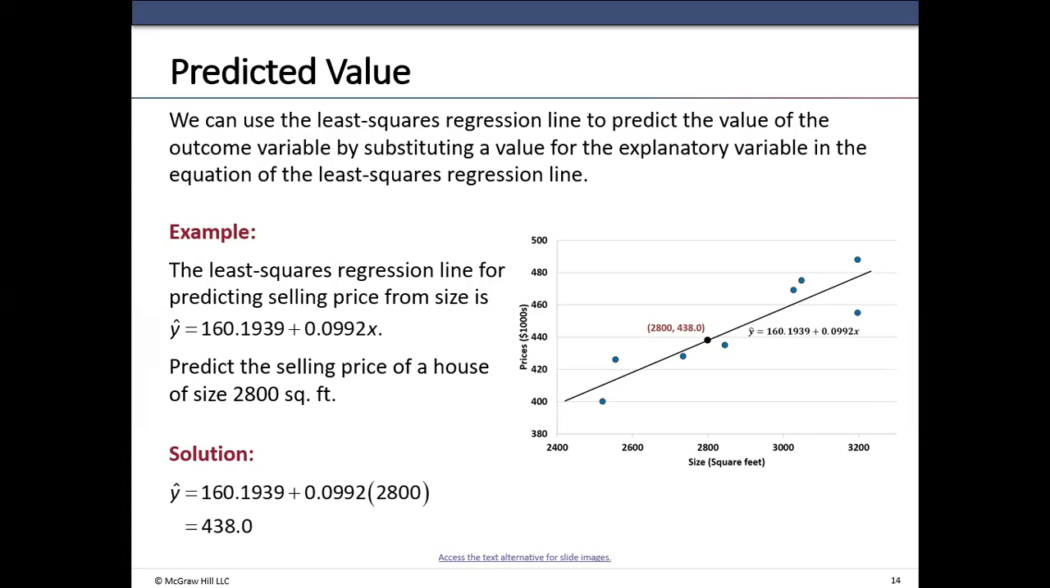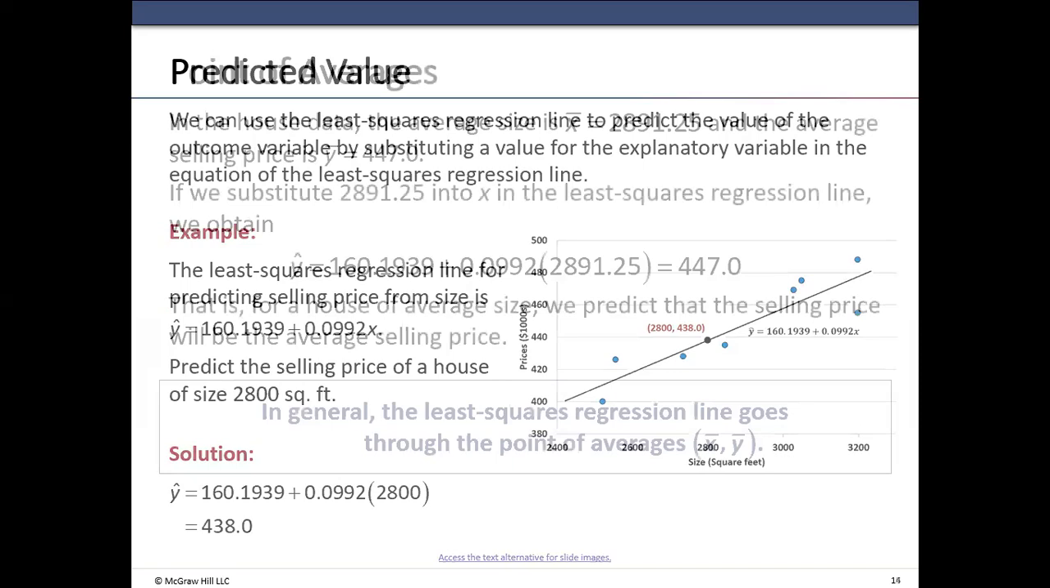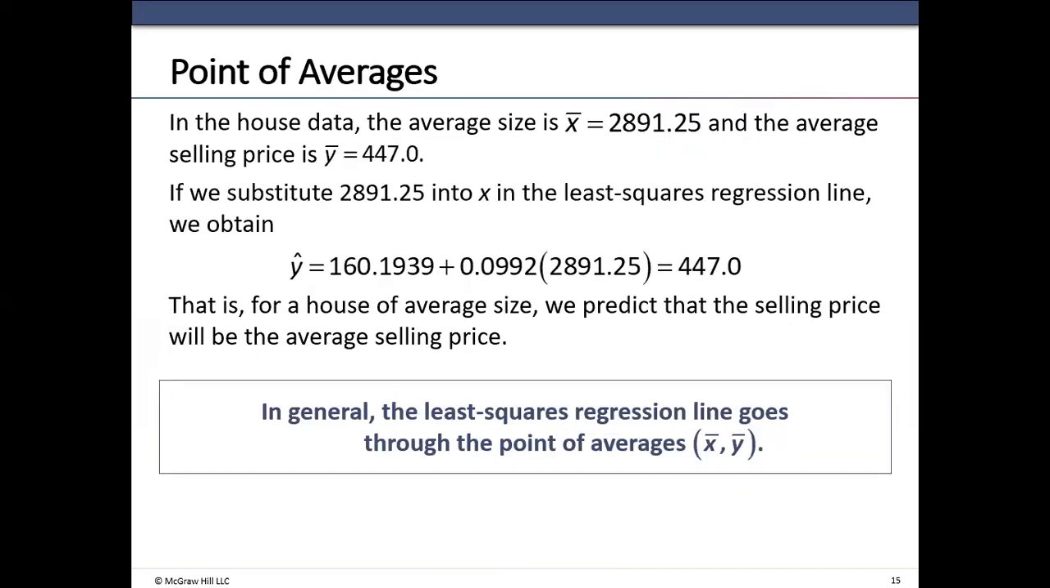We want to predict y for x equal to 2800. This x falls inside the range of the given x values, between the lowest and the highest value of x in the data set. Hence, we can use this equation to predict the value of y. We will just multiply 0.0992 times the square feet and add the product to the intercept to get the predicted value of y. In the house data, average size is this, and the average, if you plug it in, we'll get a predicted y hat. So in general, what did we find from here?